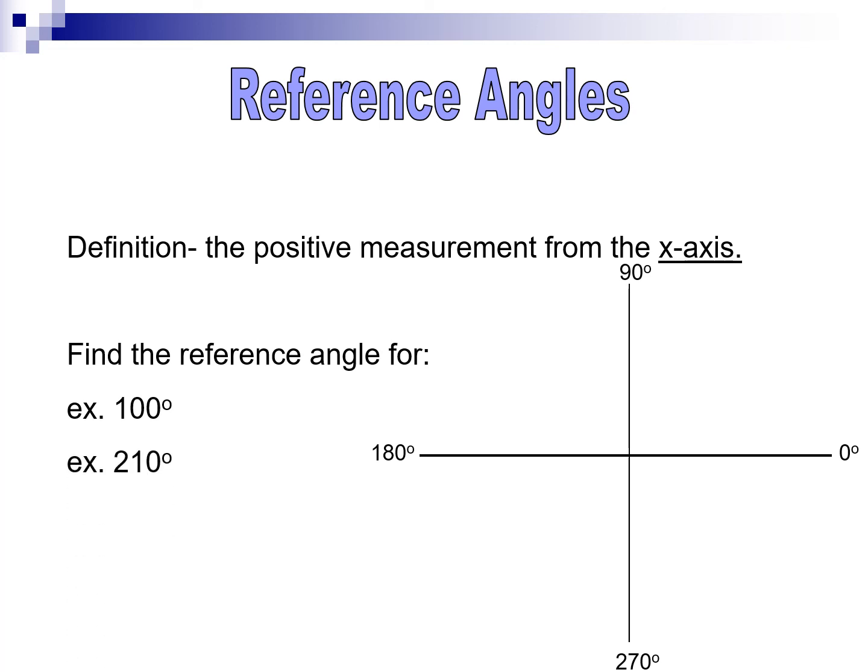210 degrees. 210 degrees is approximately right here. To find the reference angle, it's the distance to the x-axis. So from here to here, the x-axis, the shortest distance. That one's also pretty easy to figure out. To go from 210 back to the 180, it's only 30 degrees.